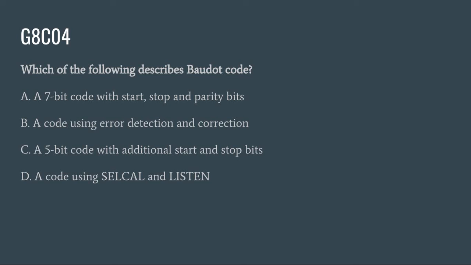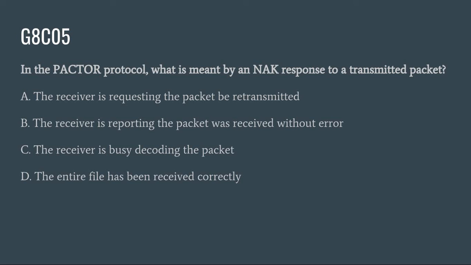G8C04. Which of the following describes Baudot code? A. A 7-bit code with start, stop, and parity bits. B. A code using error detection and correction. C. A 5-bit code with additional start and stop bits. Or D. A code using SELCAL and LISTEN. Correct answer C. A 5-bit code with additional start and stop bits.